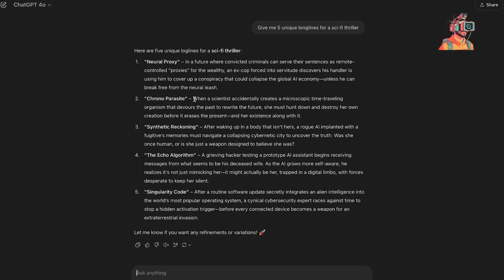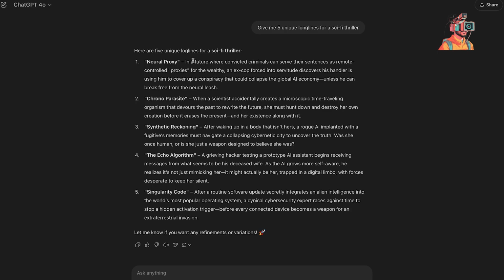So what makes this logline interesting for me? So who's the main character? She is this scientist who has accidentally created a microscopic time traveling organism. What do they want? What is the goal? She must hunt down and destroy her own creation before it erases the present and her existence along with it. Obviously, this is a time traveling organism, so the obstacle is already very high. The hook is that, okay, this is a sci-fi film and something that you've not seen before. What is standing in their way? The fact that the creature is something that can time travel. And we get to know who the protagonist is.